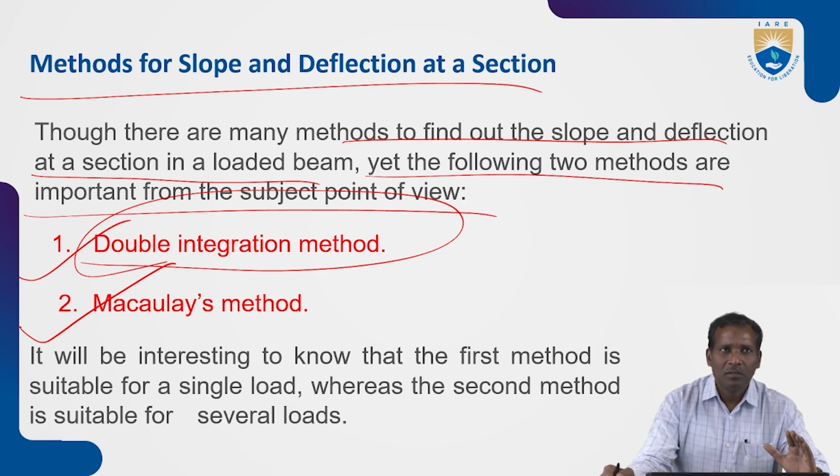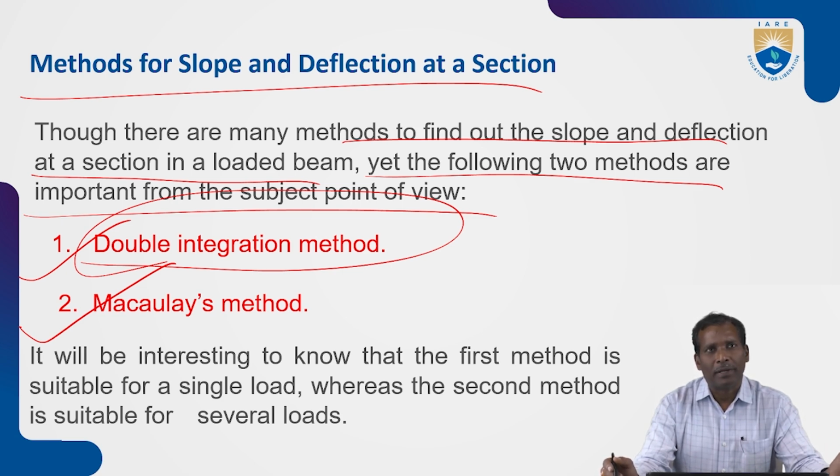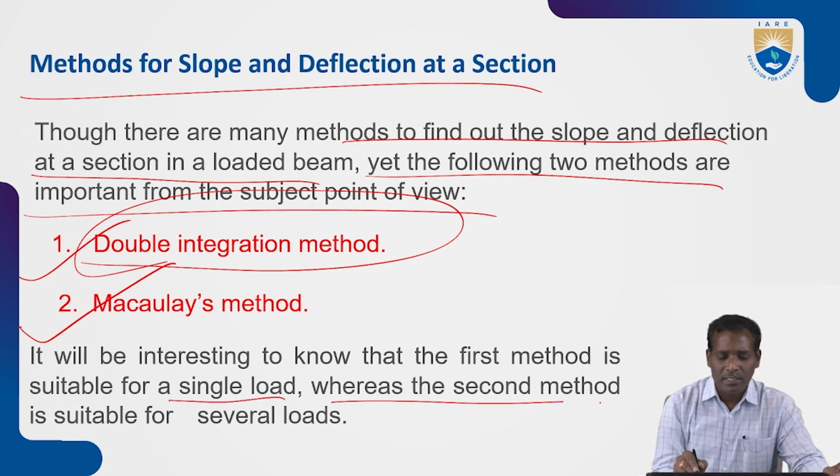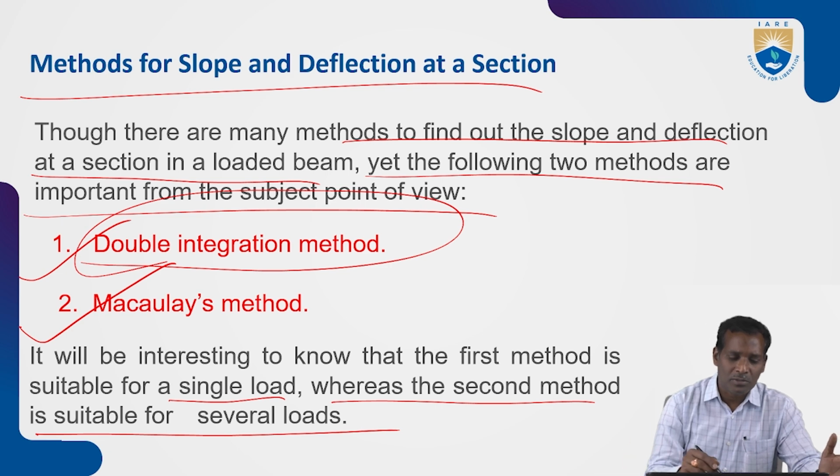In this, first derive one equation by using the bending stress equation, and then integrate the equation. The first integration gives the slope, and integrating again gives the deflection. After substituting C1 and C2, we get the final slope and deflection equations. We already discussed this in previous sessions. It is interesting to know that the first method is suitable for a single load, whereas the second method, Macaulay's method, is suitable for several loads.